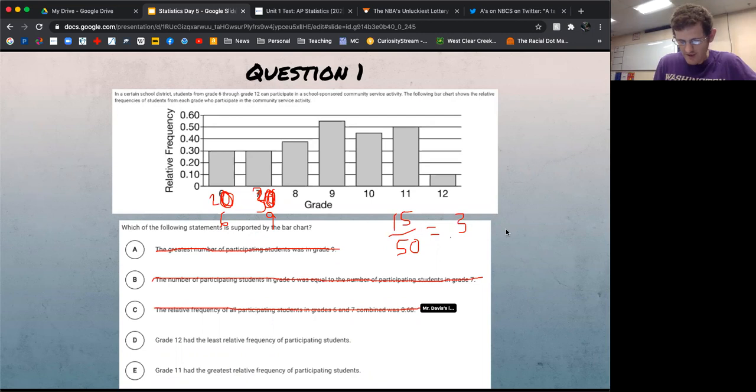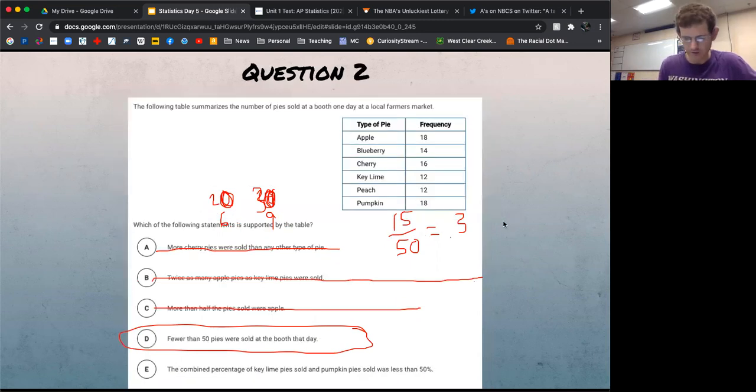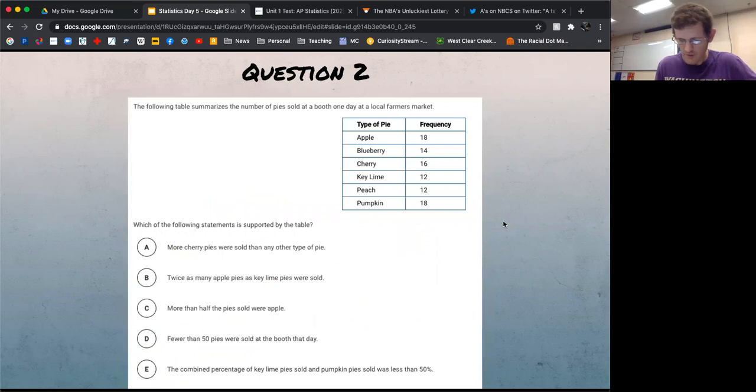Grade 12 had the least relative frequency. Yes, that's true. Grade 11 had the greatest. Well, it's got a lot, but it's not the greatest. Okay, so there's that first question. Some of these we go through faster.